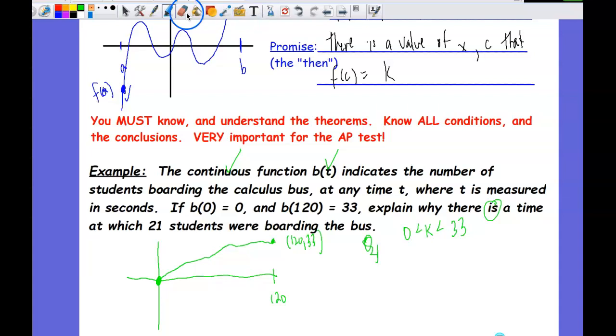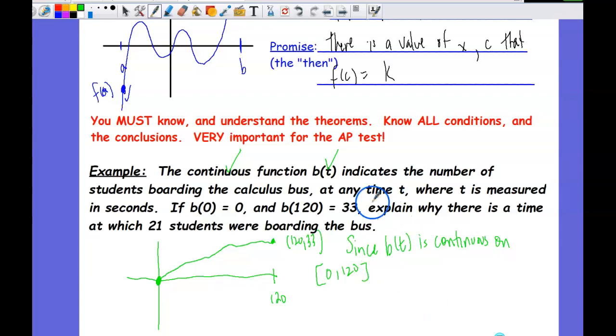All right, so let me write that up for you. Let me get rid of all of this extra stuff that I have here. All right, so here's how I'm going to write up my intermediate value theorem. I'm going to start by declaring and claiming the conditions to be true. So I'm going to say, since b of t, that's my function name, is continuous on, and I have to declare my closed interval, 0 to 120. So I've met that condition.